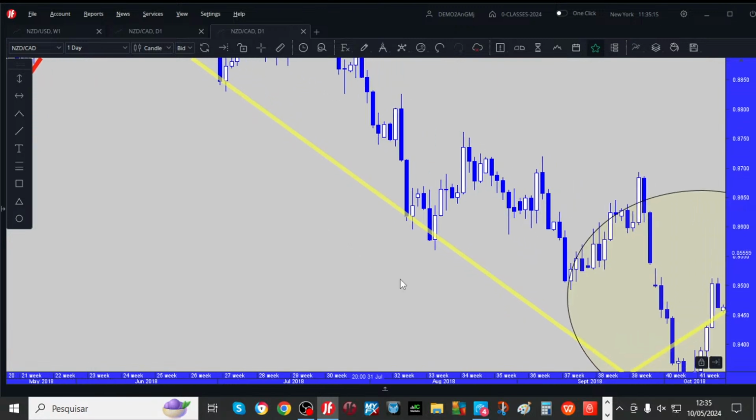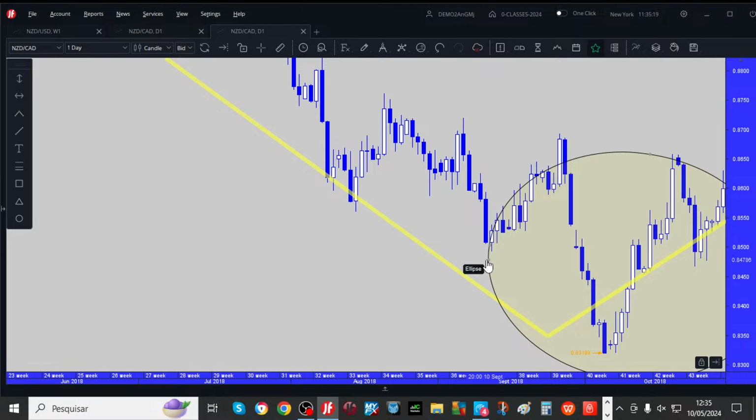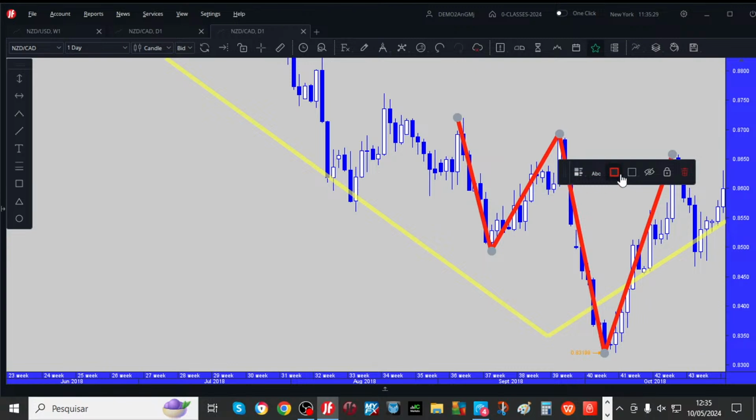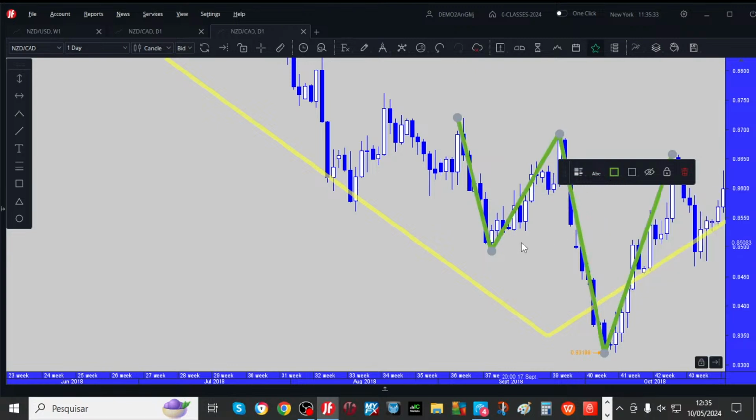Let's see if there is a bullish crown at the circle. Is this a crown? Left tip, center tip. Is this a bullish crown? Let's make it green. What do you say? There is no right or wrong, everybody, don't be shy.